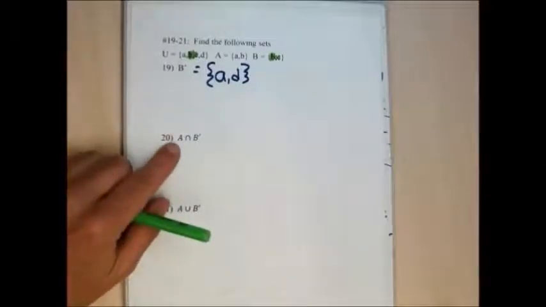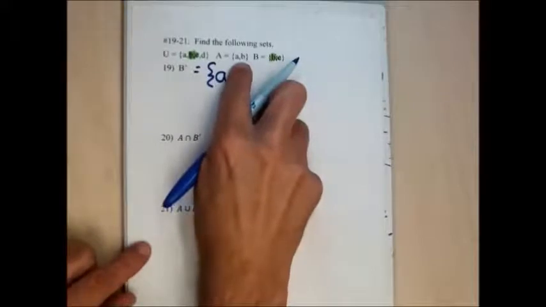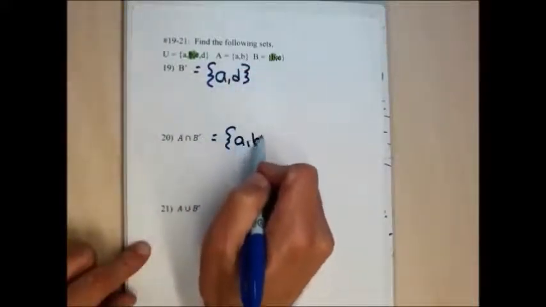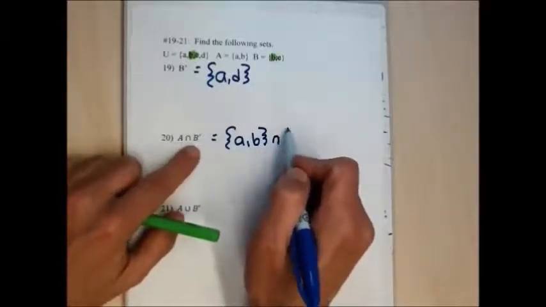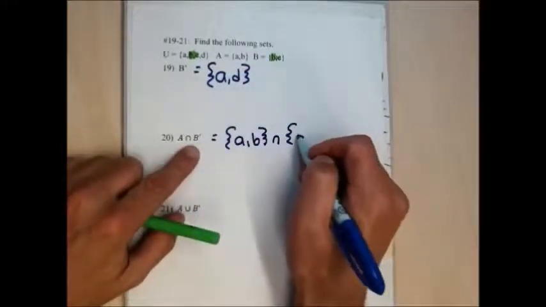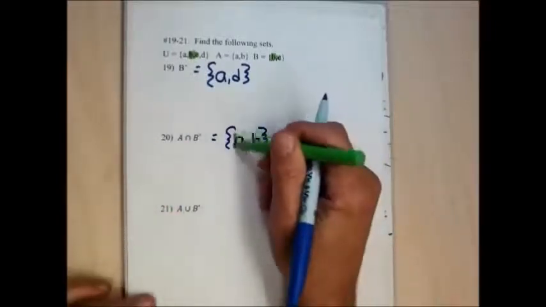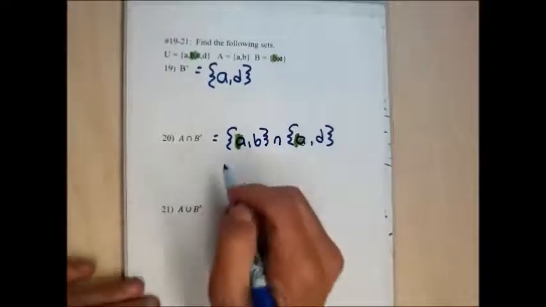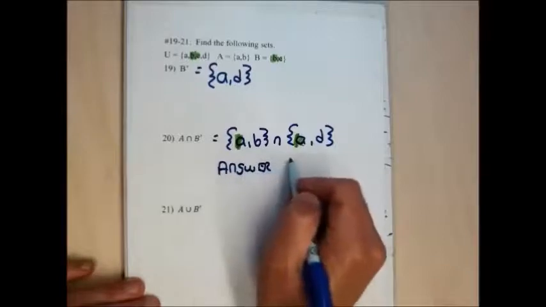20 wants me to find set A intersection B complement. Well, set A is the set that contains A and B. I'm going to write the intersection symbol, and then after the intersection symbol, I'm going to write what B complement is, which is the set that contains A and D. The intersection of two sets is what the sets have in common. Those sets both and only have the letter A in common. My answer to problem 20 is going to be the set that contains the letter A.